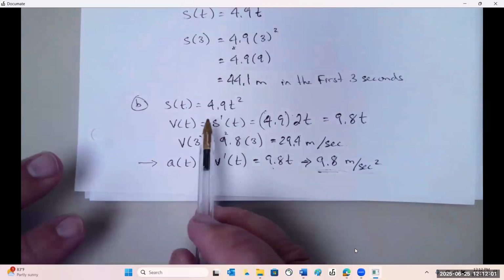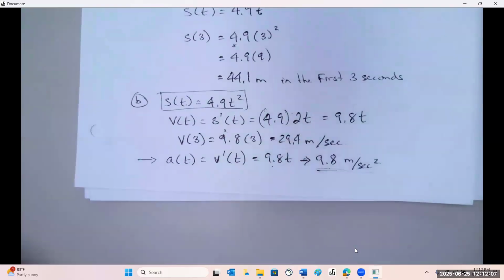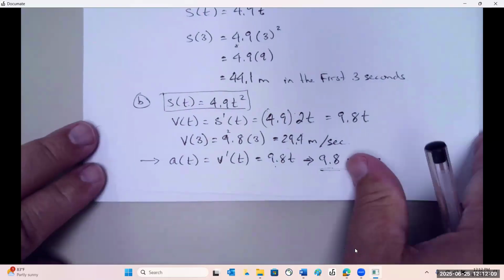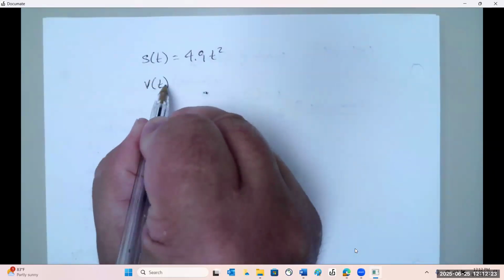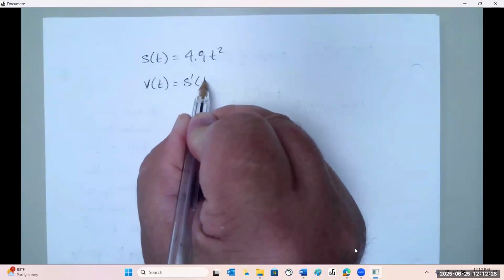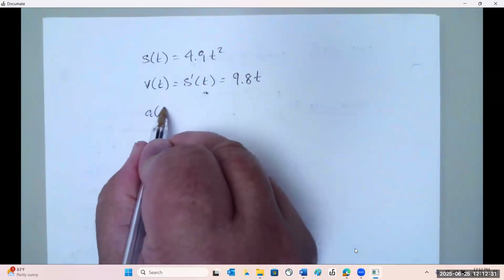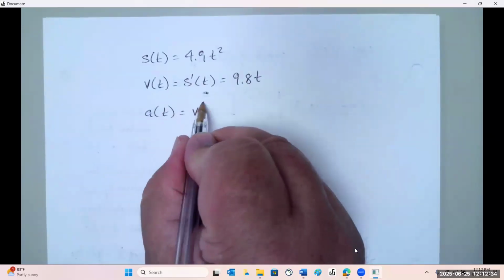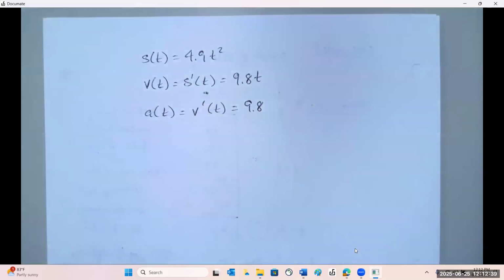Well, yeah. The only thing you really need is to know what your initial position function is. Because once we know S of t is 4.9 t squared, then the velocity is the first derivative of that, which is 9.8t. The acceleration is the first derivative of velocity, which is 9.8.